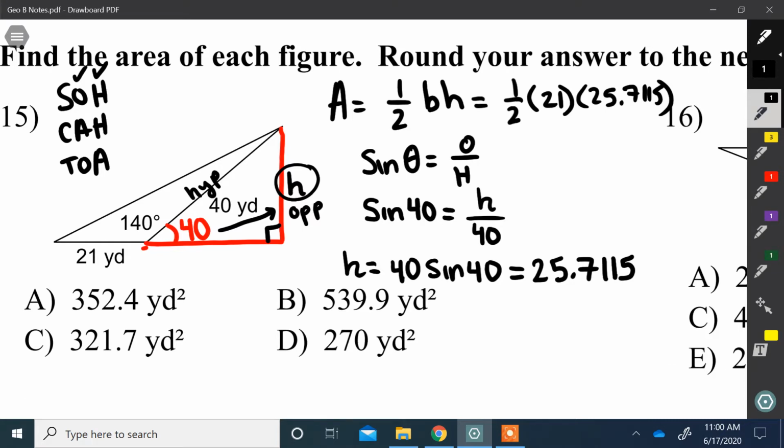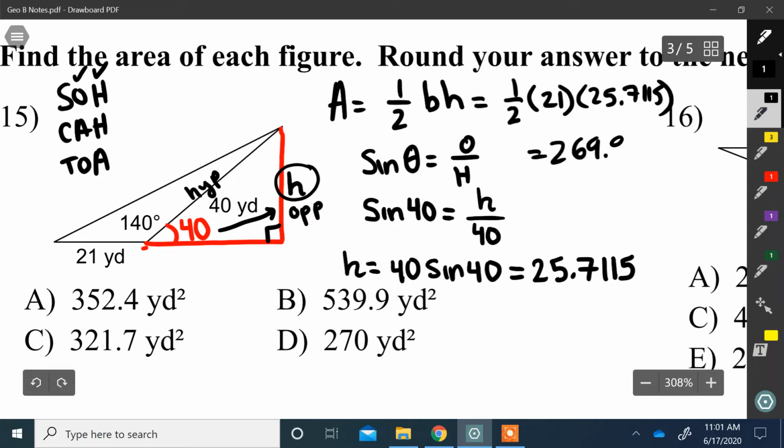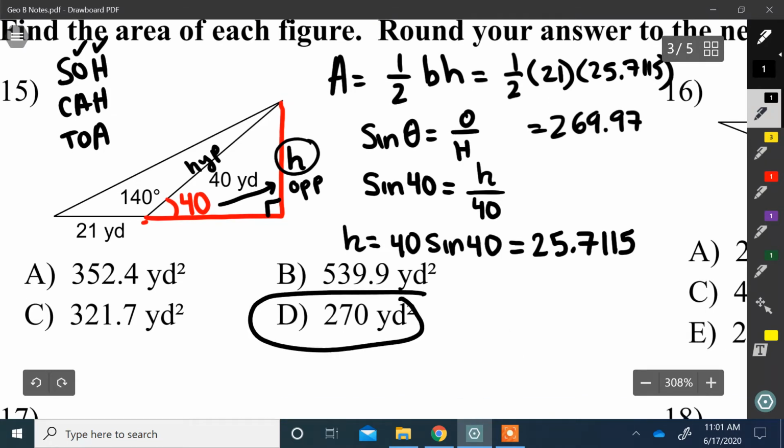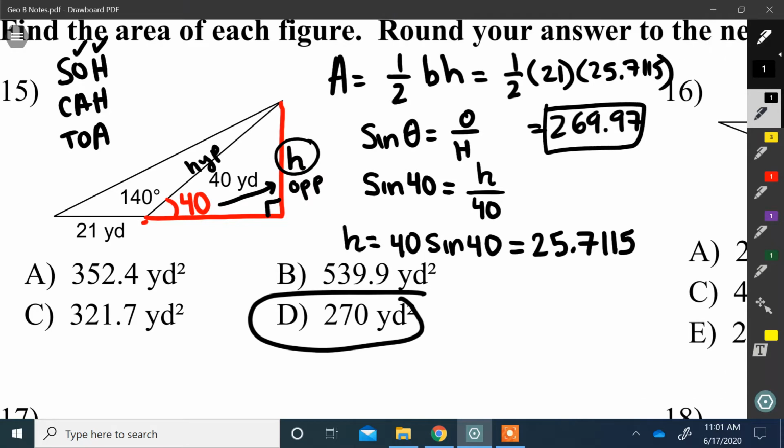So 0.5, which is half, times 21 times 25.7115 is 269.97. When you round that up, the answer should be D. Okay, let me verify that. Yeah, the answer should be D. So my answer for that one was 269. Okay, hopefully that wasn't too hard.